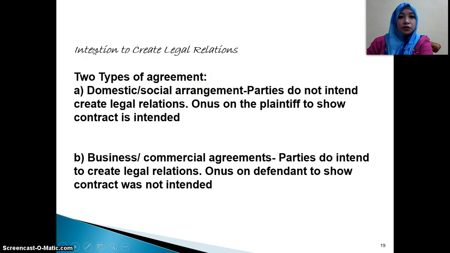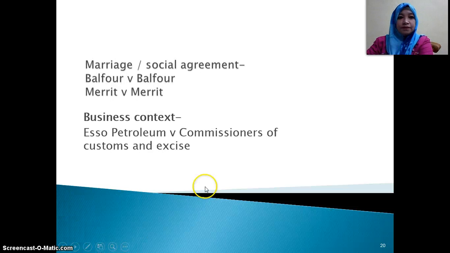Intention to create legal relations. Okay class, next is intention to create legal relations. There are two types of agreement: domestic or social agreements, and business or commercial agreements. For social or domestic agreements, parties do not intend to create legal relations. The onus is on the plaintiff to show a contract was intended, whereas for business or commercial agreements, parties do intend to create legal relations. The onus is on the defendant to show a contract was not intended.